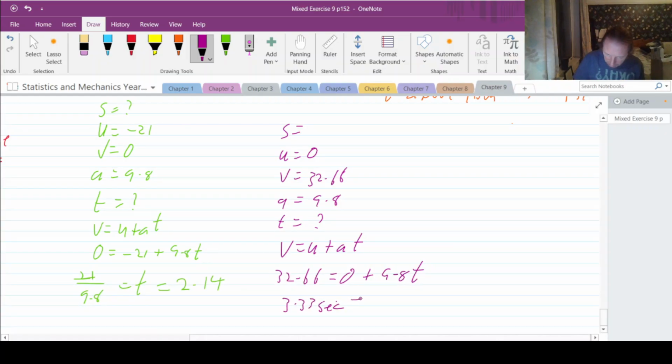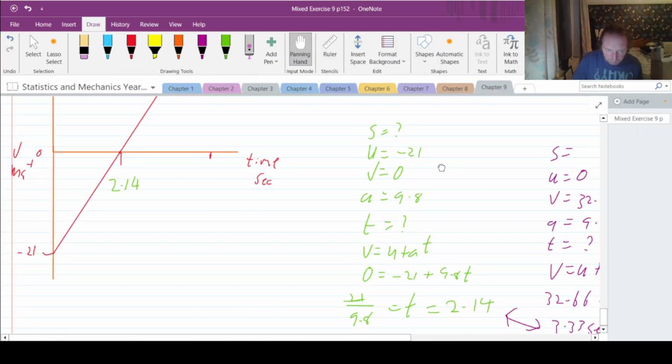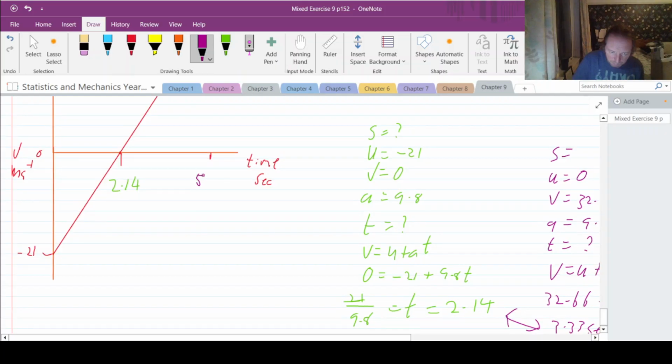seconds is equal to time, but of course we have already traveled for 2.14 seconds, so we have taken 5.47 seconds to get there.